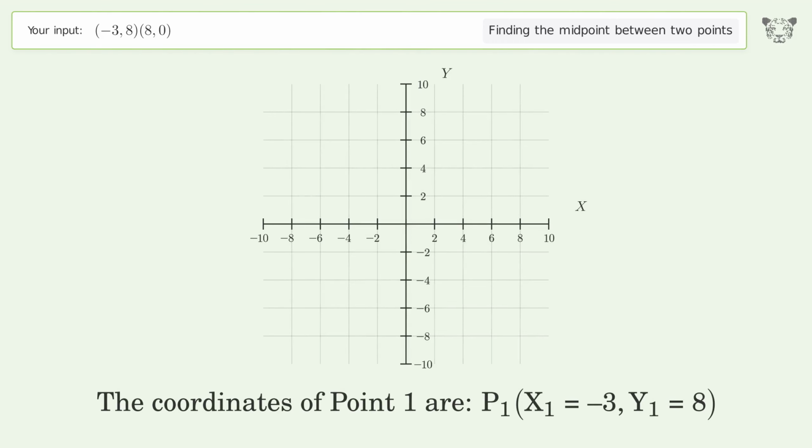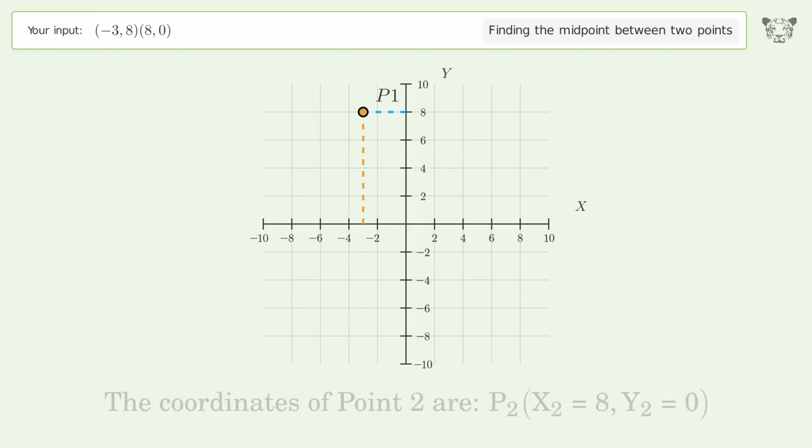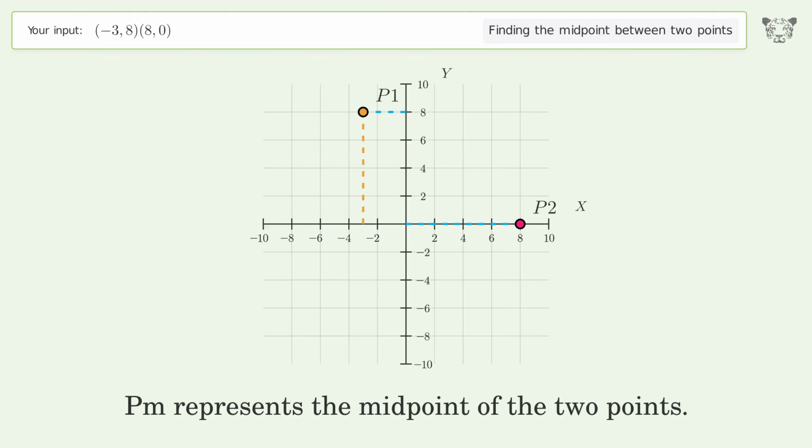The coordinates of point 1 are x1 equals -3, y1 equals 8. The coordinates of point 2 are x2 equals 8, y2 equals 0. PM represents the midpoint of the 2 points.